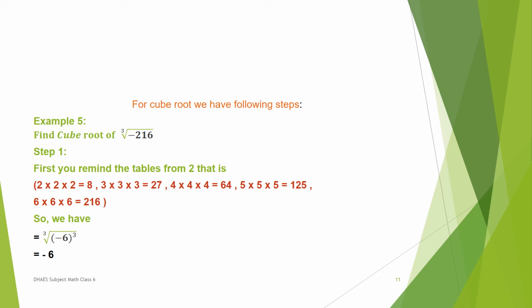For example, we have 2, then 2 multiplied by 2 multiplied by 2 we get 8. 3 multiplied 3 times we get 27. 4 multiplied 3 times we get 64. 5 multiplied 3 times we get 125, and 6 multiplied 3 times we get 216. So cube root of 216 is 6 cube. So we write it as minus 6 cube inside the cube root. So cube root cancels with cube and we get minus 6.